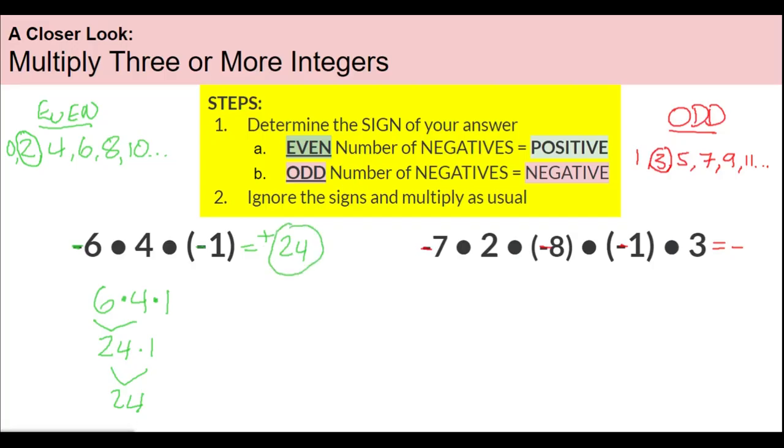What about the next one? Why don't you try it yourself first? All right, so we know it's going to be negative, so let's just multiply and pretend that the signs are not there.